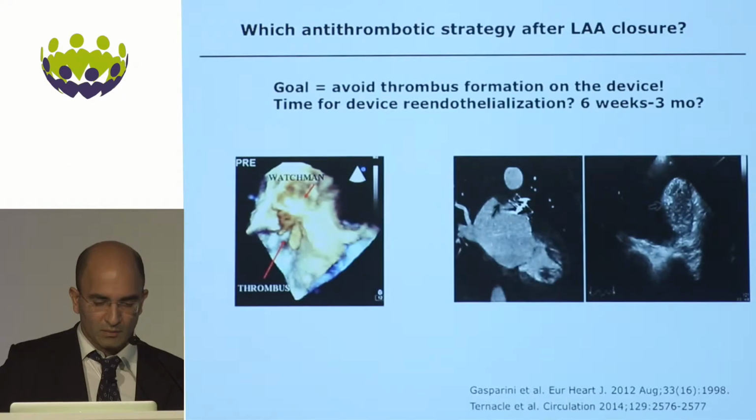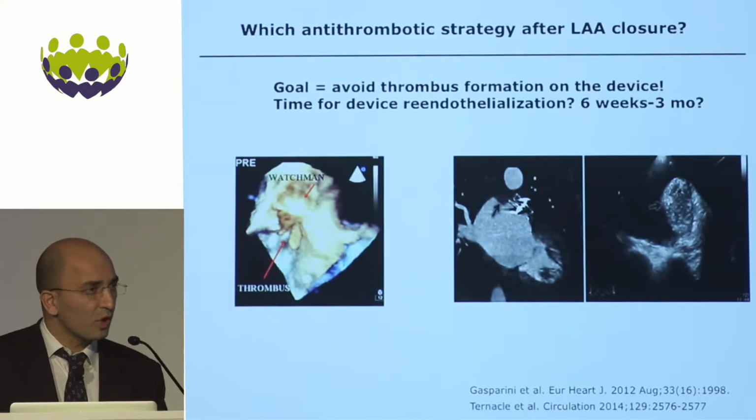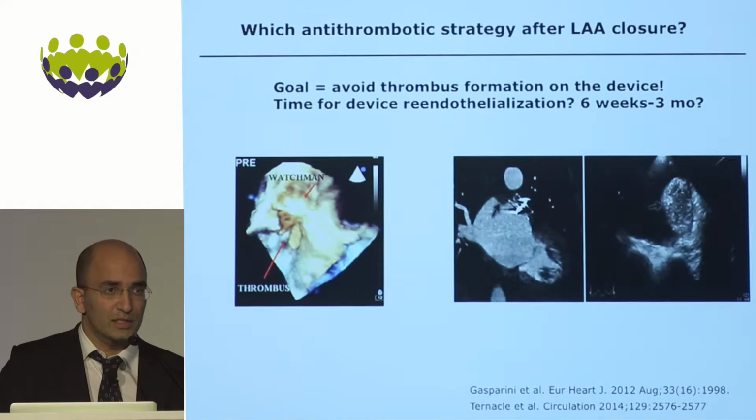So I will base most of my talk on this aspect, which antithrombotic strategy following LAA closure. And the first question is, why do we need that? Of course, the answer is that we want to avoid thrombus formation, which is a very inconvenient complication in case of LAA closure. And we should ideally cover the time frame of device endothelialization, but we don't have a clear idea. We estimate it to be between 6 weeks and 3 months based on animal studies, but this is something more difficult to assess in humans.